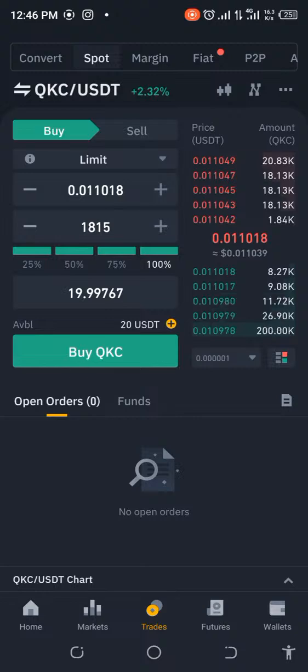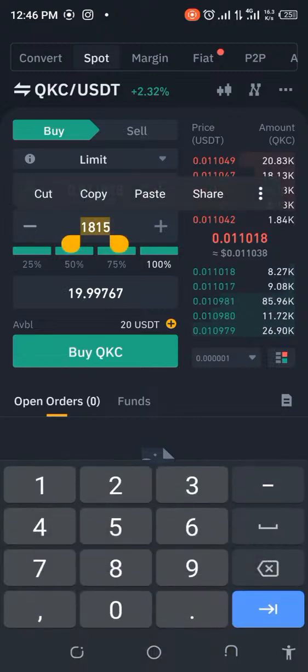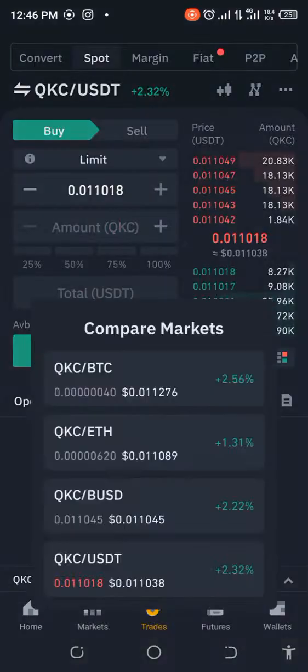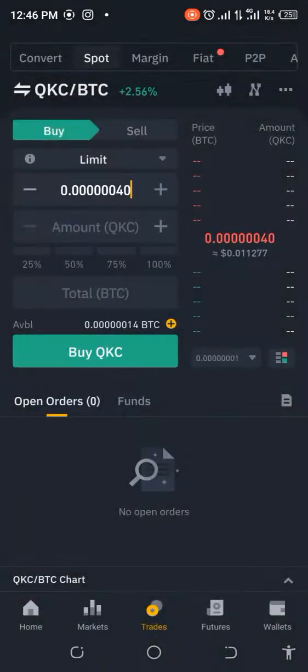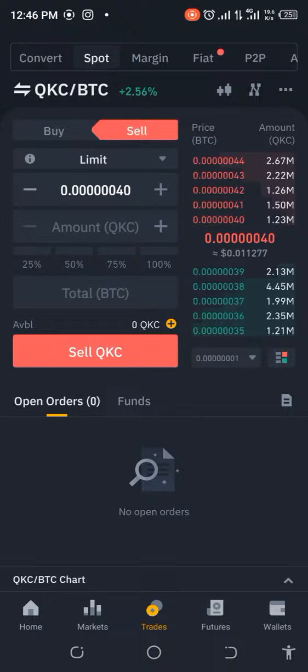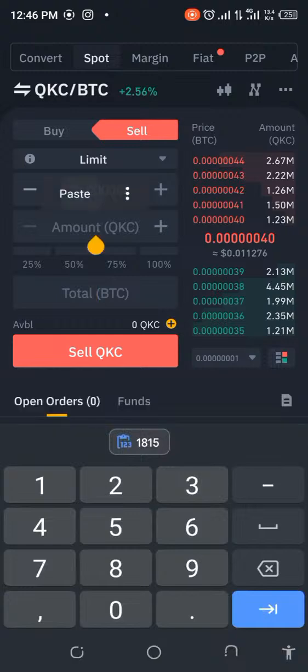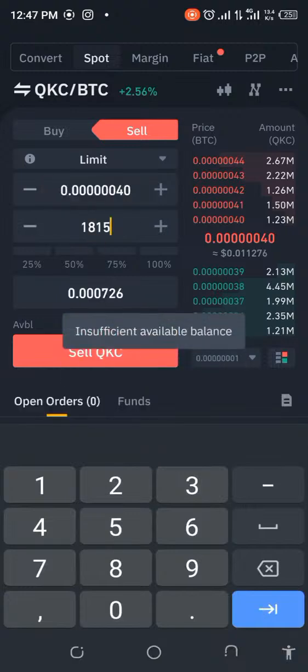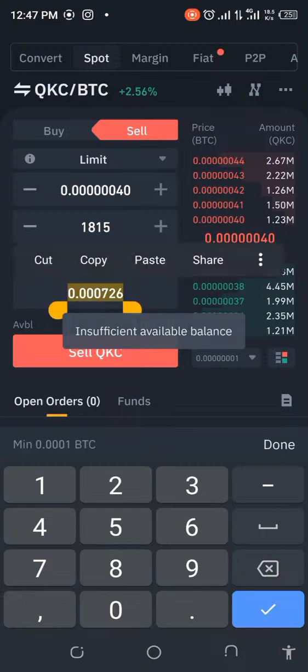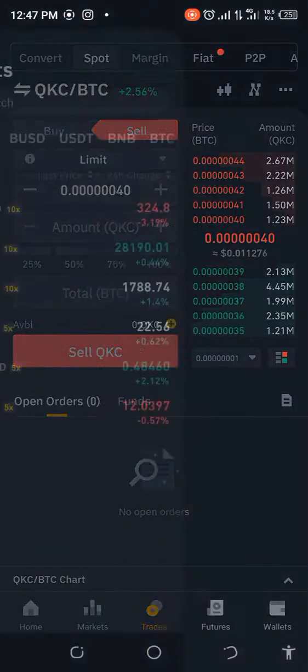That's 1815. Let's check that out. So cut that. Go straight to BTC. Okay, are we still good? And then we'll sell that to BTC. Then you put in there the QKC. Let's see. Okay. Then we'll copy the BTC and let's go see what this is going to give us.